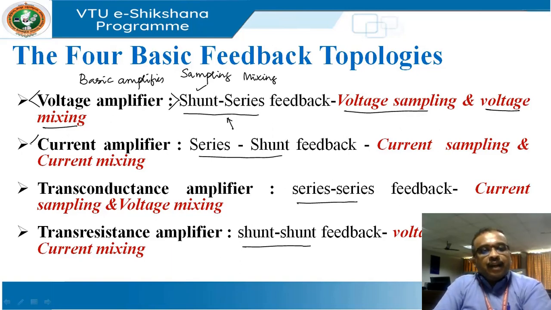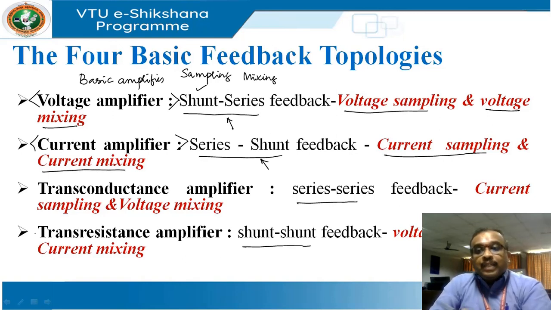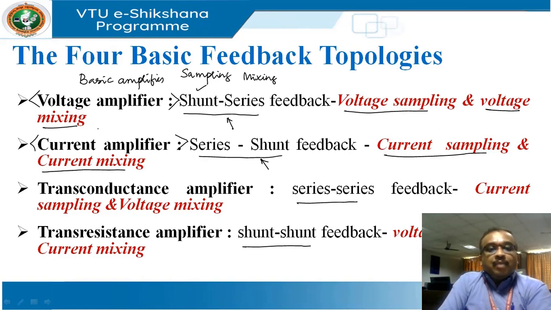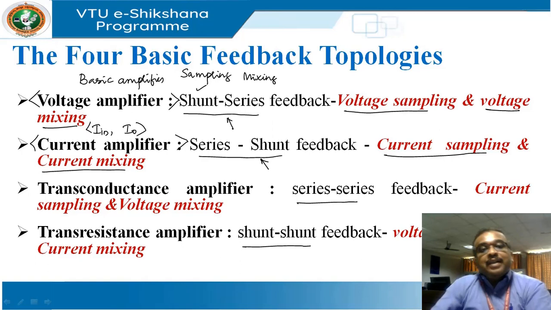Coming to the next kind, the current amplifier. What kind of feedback is being used? It is called a series shunt. Why is it called series shunt? Because current sampling is happening and current mixing is happening. Why do I say current sampling and current mixing? Because in the case of a current amplifier, both the input and output quantities are current values.